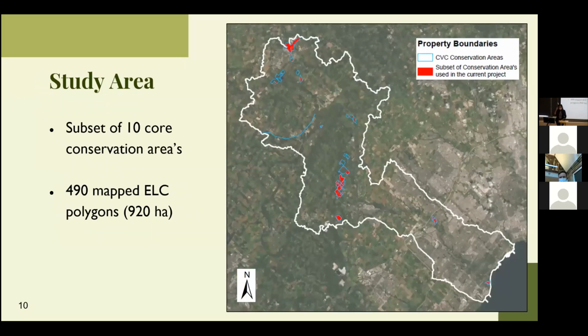Now moving into the actual study area for my project. I used a subset of the 10 core conservation areas that CVC has. I got access to the ecological land classification data for 490 polygons. This included vegetation data. And this made up about 920 hectares. In this map, it's all of the red areas.